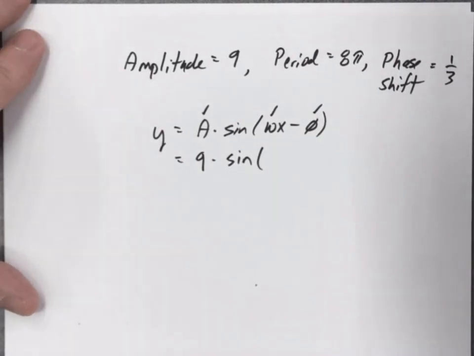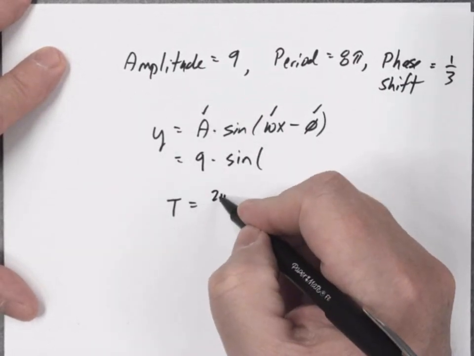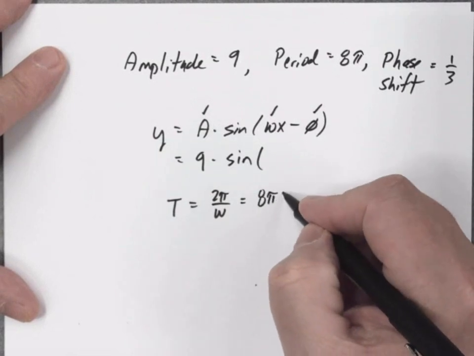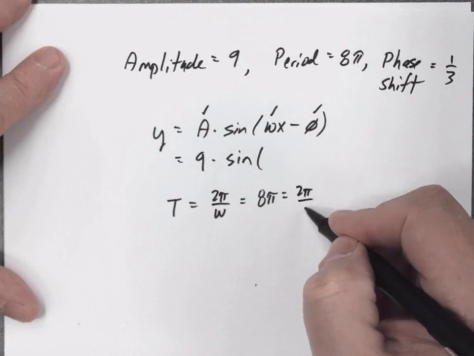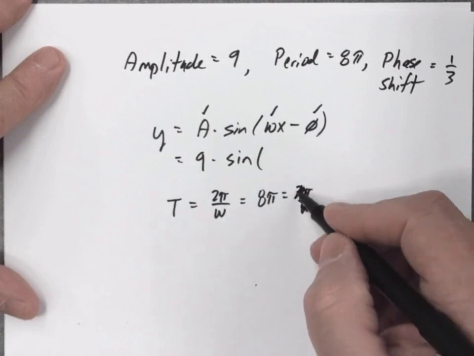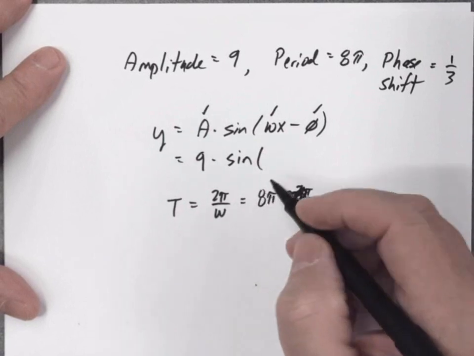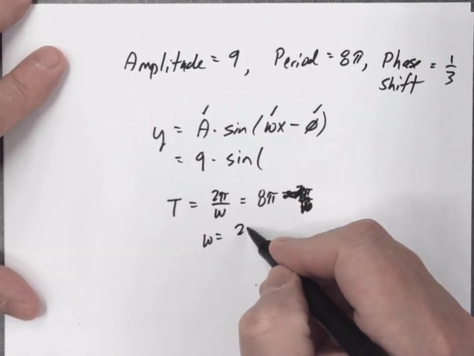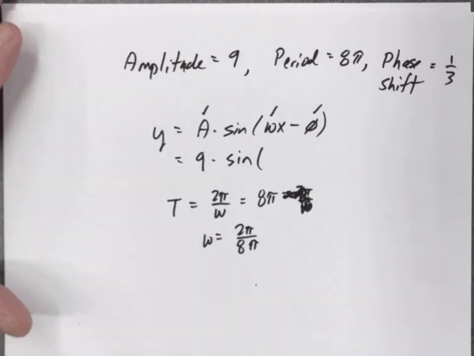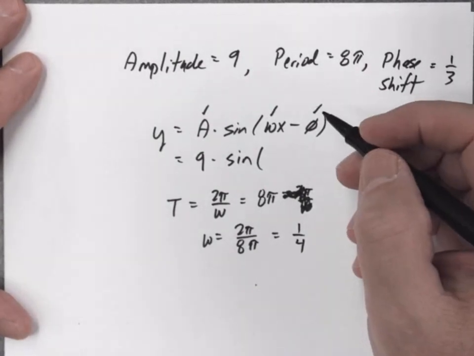Omega is something we can determine if we know the period, because the period, which we represent as capital T, is 2 pi over omega. Since the period's 8 pi, I have 2 pi over omega equals 8 pi. If I solve for omega, I have to be able to do a little bit of algebra and trig. If we get omega by itself, it's 2 pi over 8 pi. The pi's cancel. So now I know that omega is 1/4.